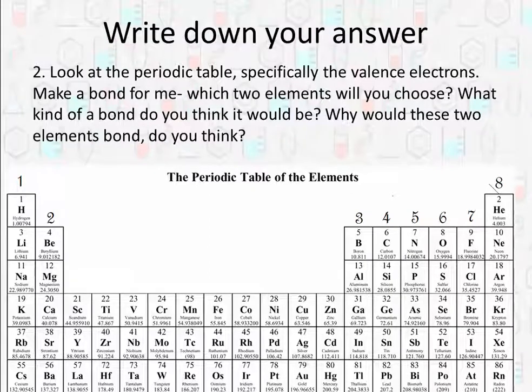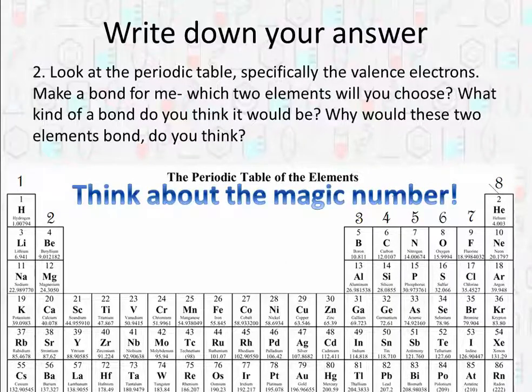And number 2, what I'm going to ask you is to make a bond for me. So look at the periodic table, specifically the valence electrons. Ignore the D block, ignore these. And I want you to make a bond for me. Which 2 elements would you choose? And what kind of a bond do you think it would be? Why would you choose these 2 elements? Why would these 2 elements bond, do you think? And keep in mind the magic number of 8.